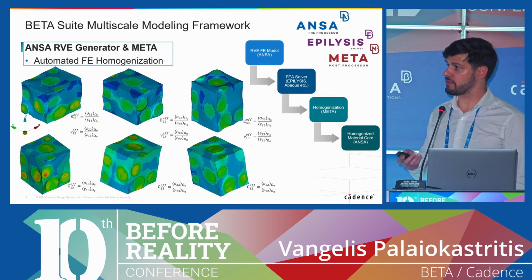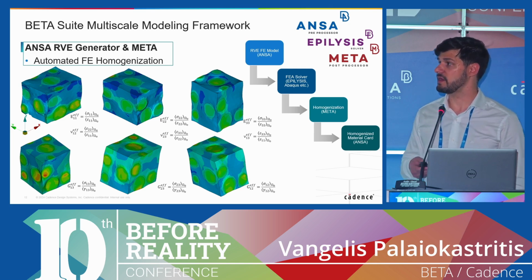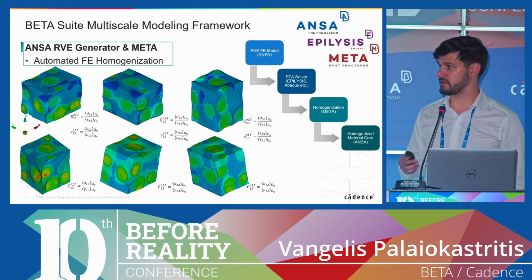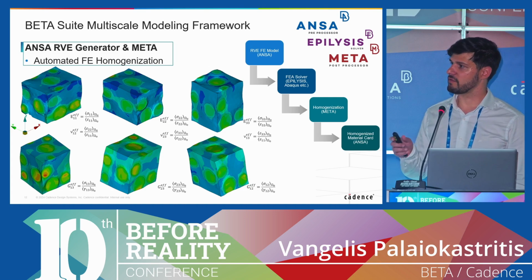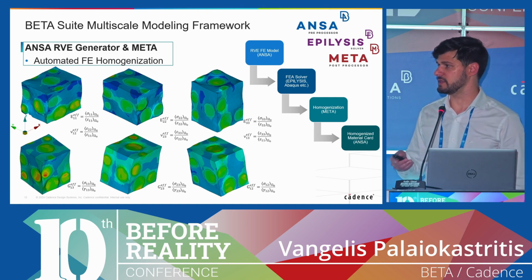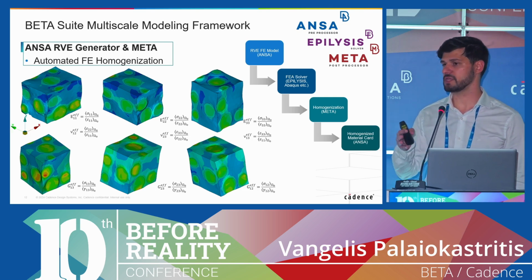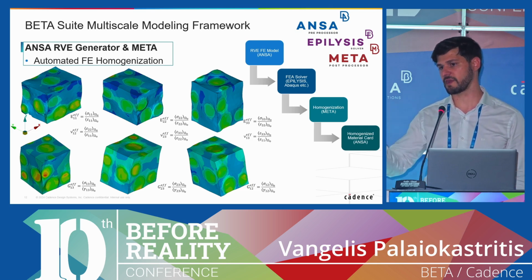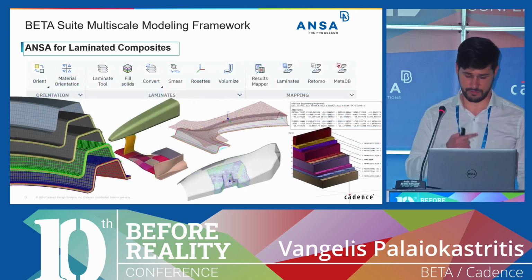So based on the results of this FEA analysis, Meta will access the results automatically and will perform homogenization based on the full field of stresses and strains. Finally, we will get the homogenized material card inside ANSA. So again, here the outcome is the material card for the structural solver that we will use further inside ANSA.